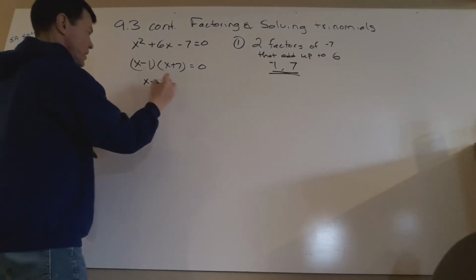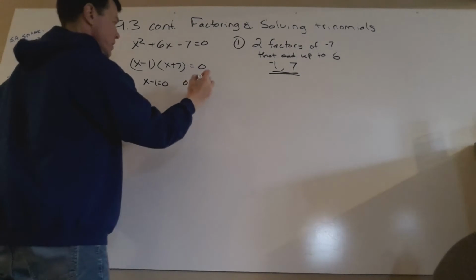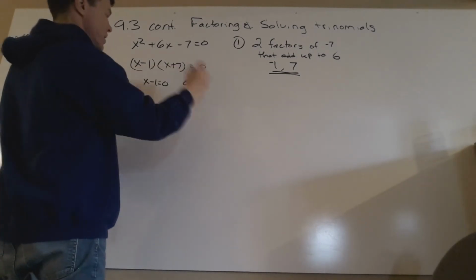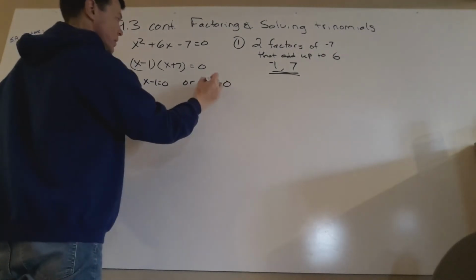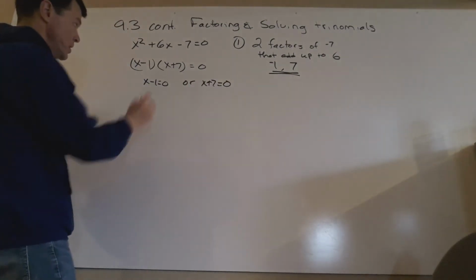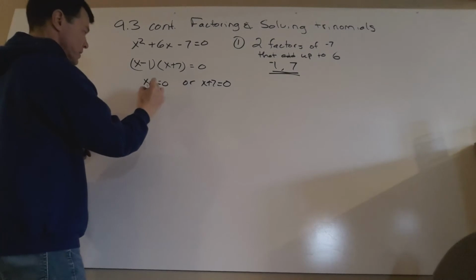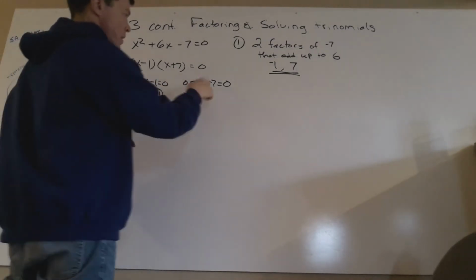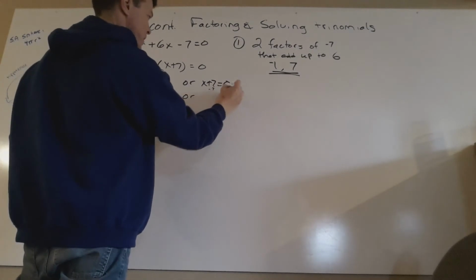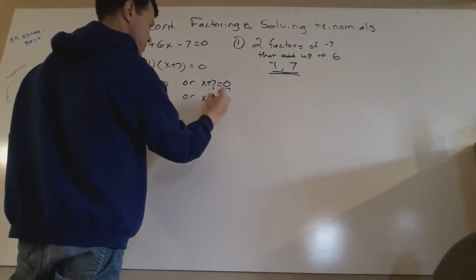x minus 1 equals 0, or this one right here, x plus 7 equals 0. Just a very simple algebra equation. Add 1 to both sides: x equals 1. Or on this side you've got to subtract 7: x equals -7.